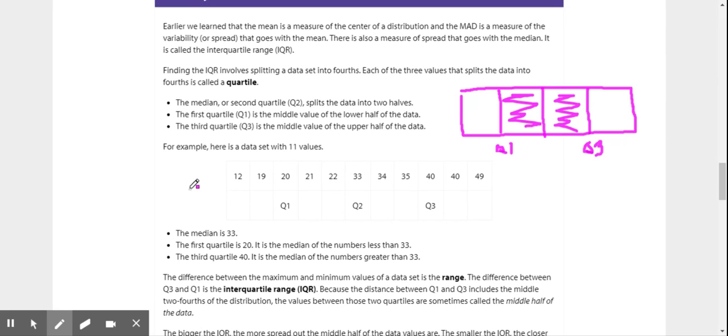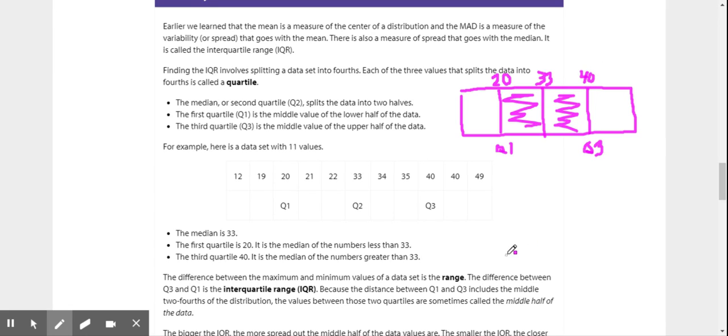Okay, so when we look at the example, we have all these values. Here's our Q1, Q2, and Q3, and they talk about the median being 33. So in that situation, this would be the 33 right in the middle of the data. The first quartile is 20, so that would be here, 20. And then the third quartile is 40. Boom.